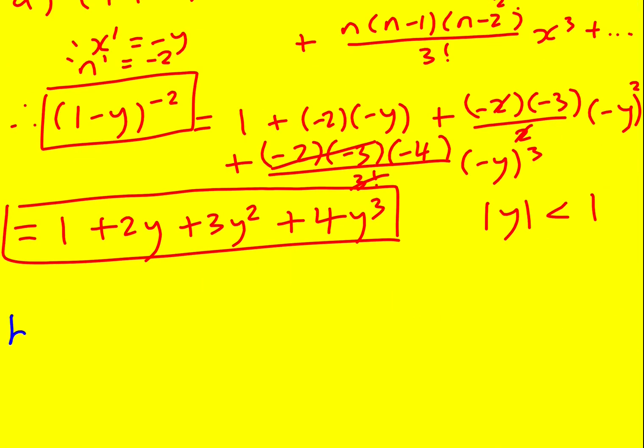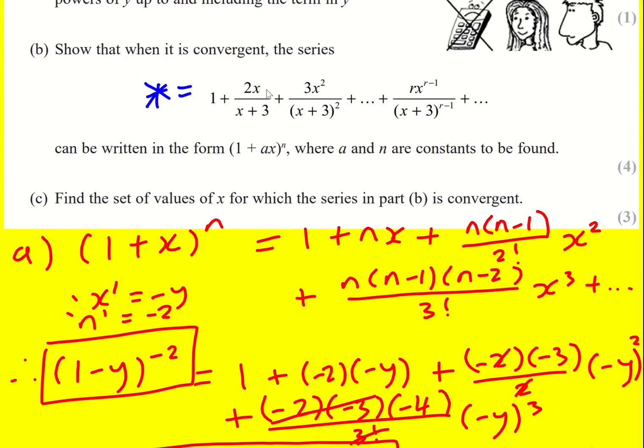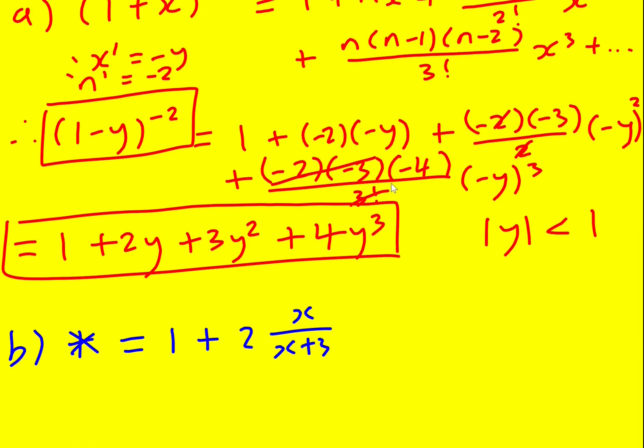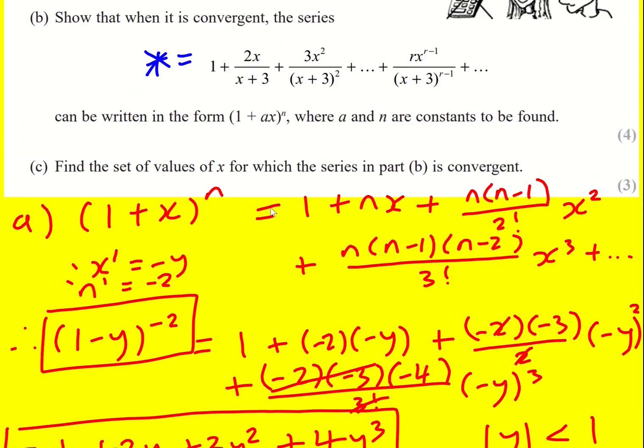Now, what I can do is rewrite it as 1 + 2 x/(x+3). They're the same thing, I've just rewritten the fraction in a different way, + 3 x²/(x+3)². Actually, it's this thing all squared. Let me rewrite that. Plus so on. And if you hadn't spotted it already, we can see it now.